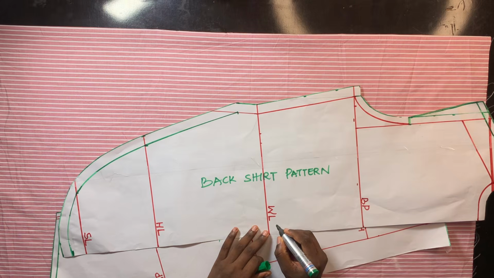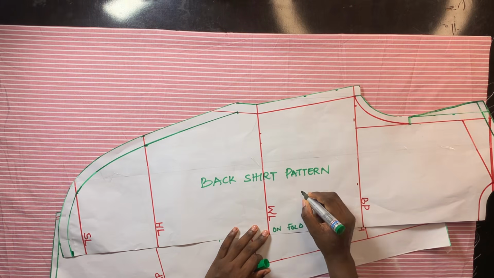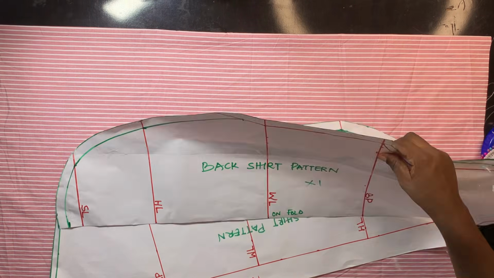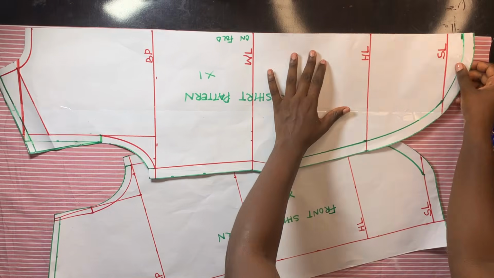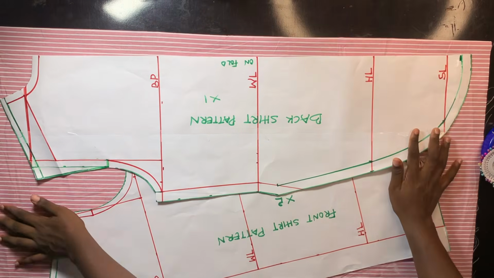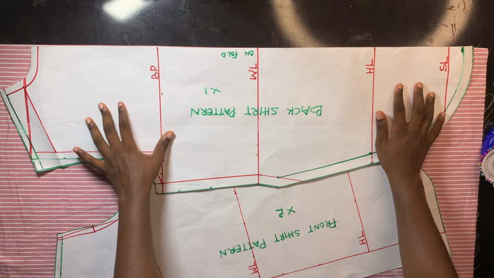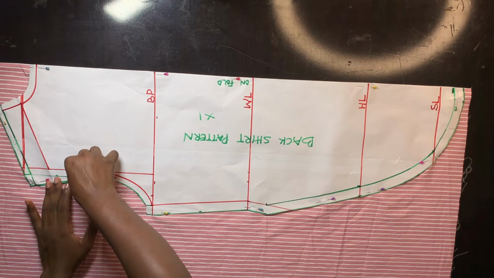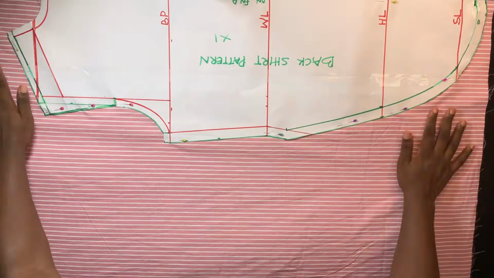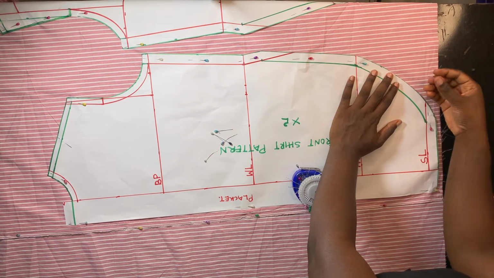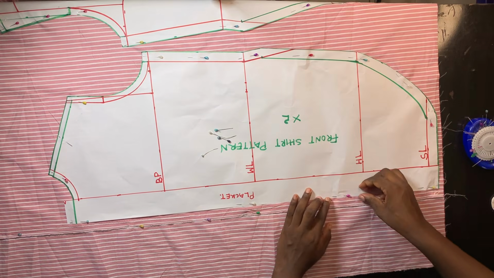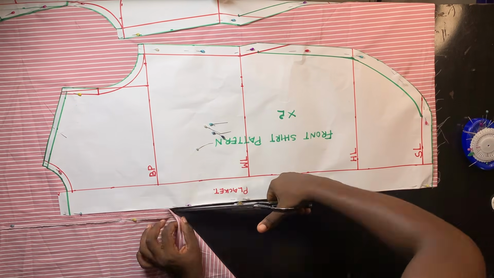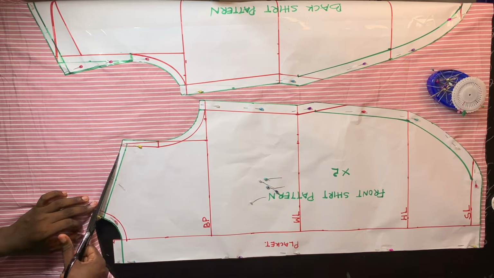Remember, we are cutting our back shirt pattern on fold and we are cutting one piece of the back shirt pattern, okay? So that part I wrote on fold, I'm going to place it on the fold. That is what we mean when we say we are cutting on fold, okay? So I'll go ahead to pin down the back shirt pattern and also go ahead to pin the front shirt pattern and proceed to cut out all the patterns, okay? Remember, for the front shirt pattern, we are cutting two pieces of that.